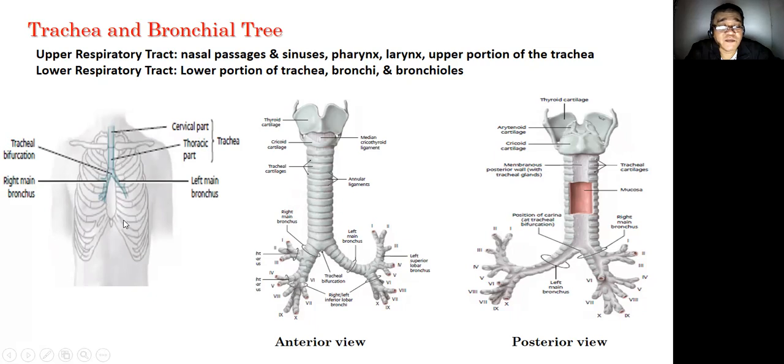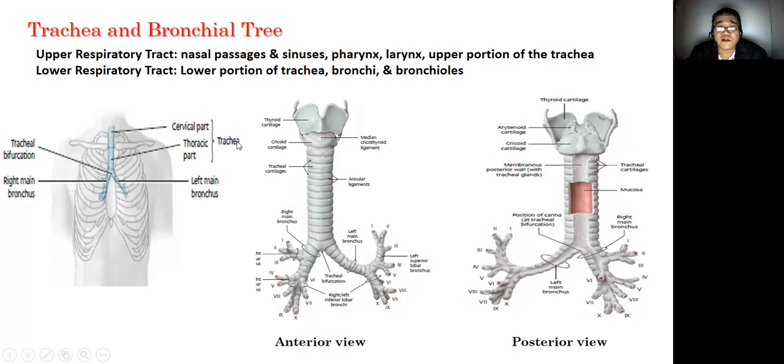the respiratory bronchioles. For this last part, I will just touch on the lower respiratory tract, because this is the part that is contained within the thoracic cavity.